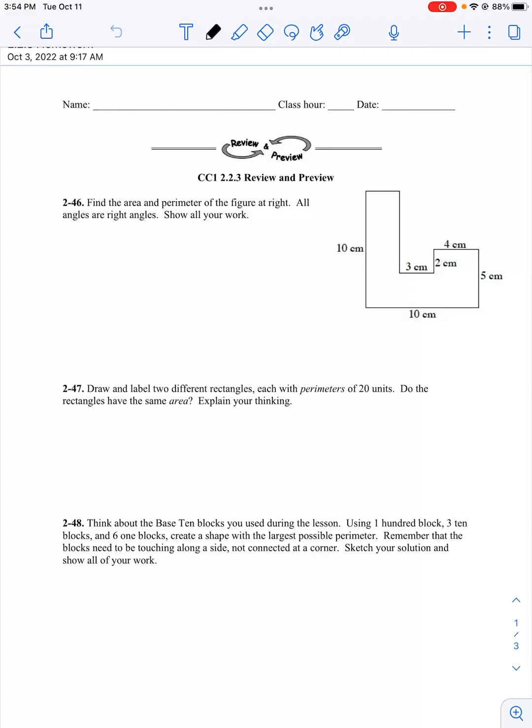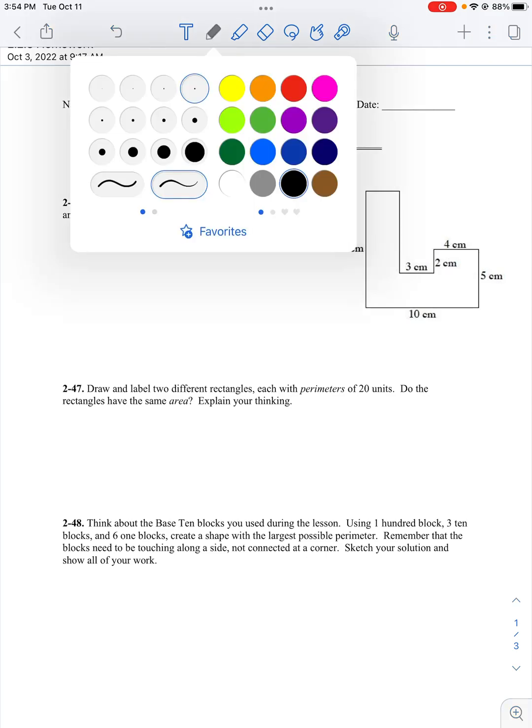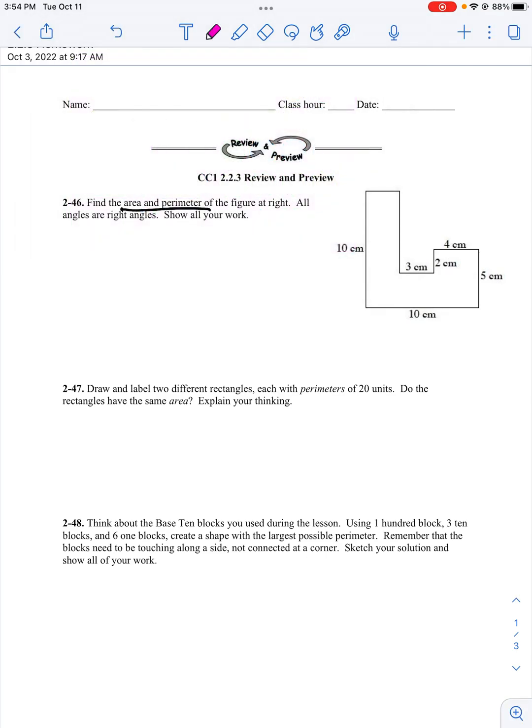Okay, today we are going over CC1 2.2.3 review and preview. We're going to start with problem number 46. We're finding the area and perimeter of the figure at right. All angles are right angles. Show all your work. So what I'm going to do is break my shape apart.